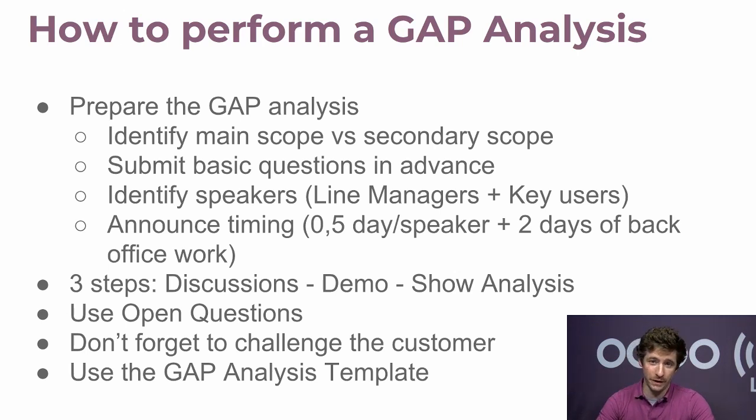First of all, you should prepare your gap analysis, of course. It is important, like I said, to identify the main scope and the secondary scope. Focus on the main aspects of the core business of your client, because if you let them explain a lot of secondary aspects of their job, you will lose a lot of time, and you won't even be able to show them that on the main aspects of their business, Odoo is answering 90% of it, because you focused on small things that are less important for them.